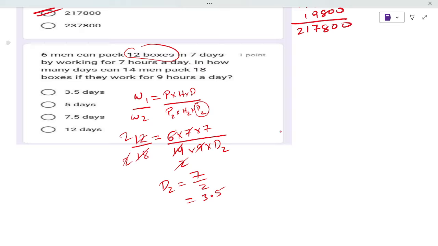Upper can be cancelled in here. And lower can be cancelled also. If it is in terms of multiplication, cross cancel. So we applied that one. So 3.5 is the answer.